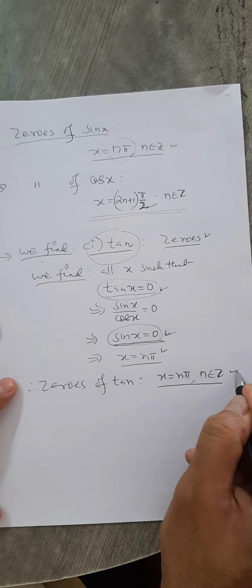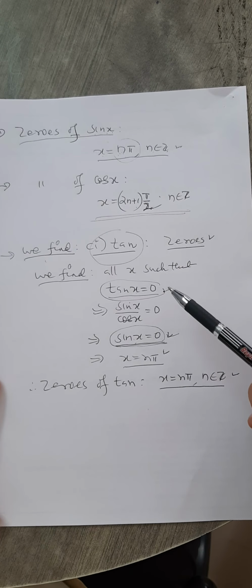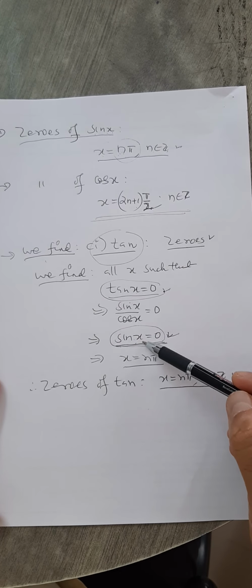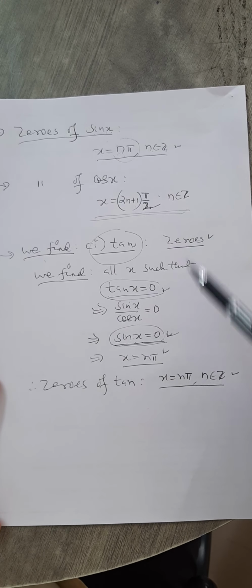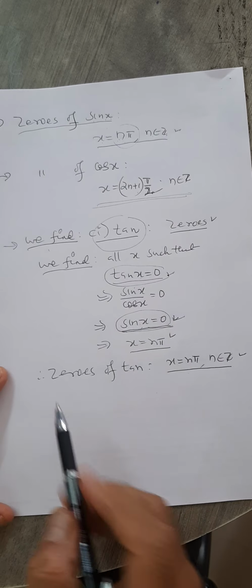This is now the conclusion. I repeat, zeros of tan, it is same as the zeros of sine. What are the zeros of sine? n pi. So zeros of tan is also n pi.